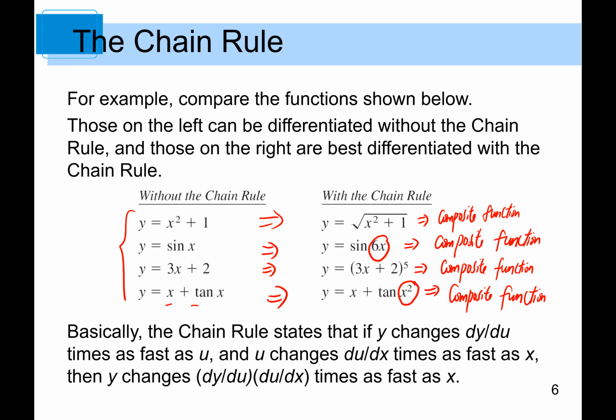Basically, the chain rule states that y changes dy over du times as fast as u, and u changes du over dx times as fast as x. Then y changes dy over du times du over dx times as fast as x. So basically what this is saying is dy over dx equals dy over du times du over dx.